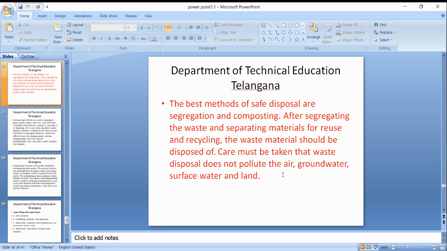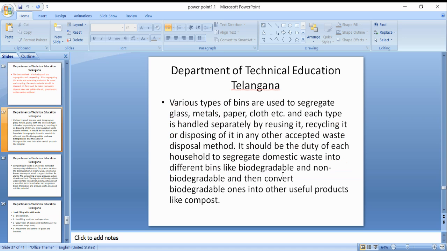After segregating, we have to think about composting. Composting comes after separating the reusable and recyclable things. Then other waste, like food waste and animal waste, can be composted. By that we can reduce the pollution of the air and the groundwater.